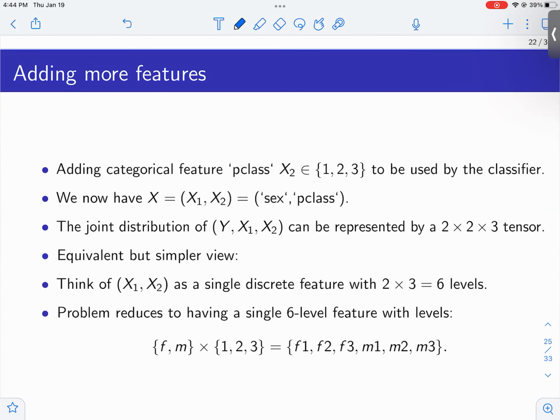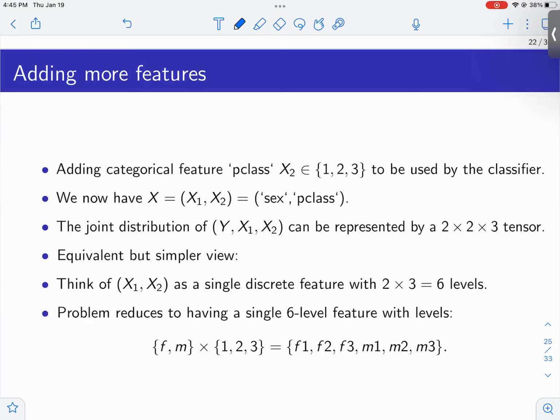I just wanted to get a little bit of this before the end of today's lecture. So now I want to add another covariate here. I'm going to add the p-class, still discrete, has 3 levels. Now my covariates are sex and class. As I pointed out last time, you can try to estimate the joint distribution. You can go over all the cases and evaluate the joint distribution. This would be a 2 by 2 by 3 tensor, like an array that's like a matrix but repeated along another dimension.